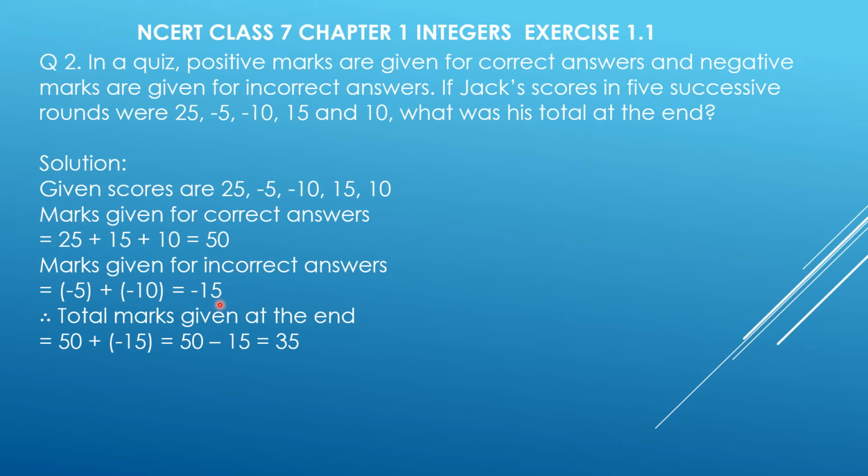So what is the total marks obtained at the end? The total marks at the end is equal to 50 plus -15, which is equal to 50 minus 15, because plus into minus is minus. So 50 minus 15 is equal to 35. So 35 is the total score obtained by Jack at the end. Okay.